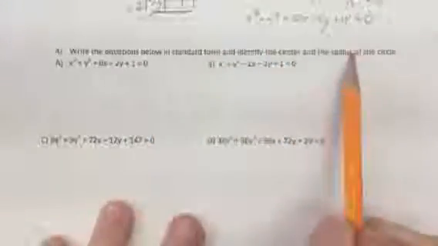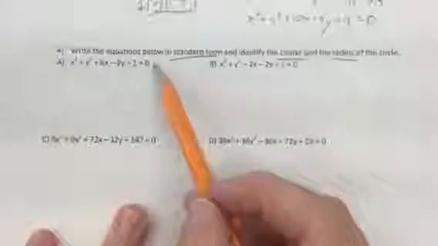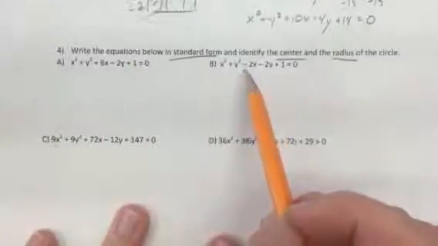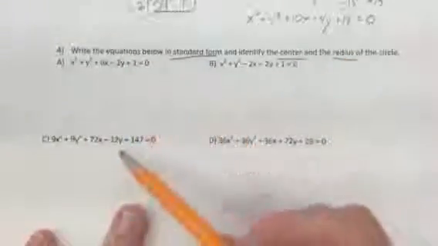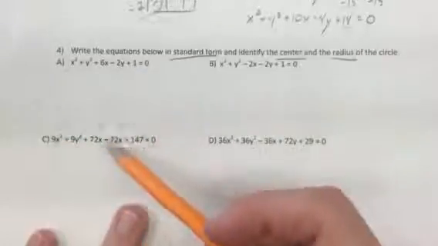So number 4 asks us to write the equations below in standard form and identify the center and the radius of the circle. So again, a couple parts, standard form and then center and radius. So the thing about general form, these are all in general form, and these don't easily show the center and the radius. It's standard form that does. So we want to be able to move from general form to standard form.